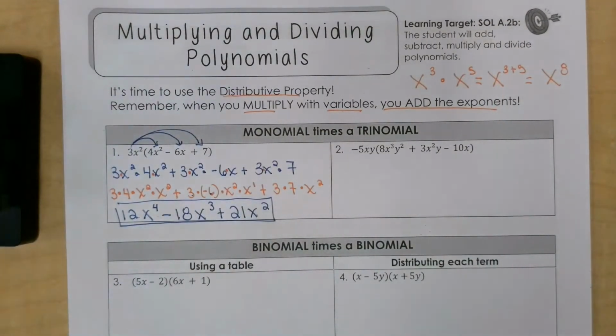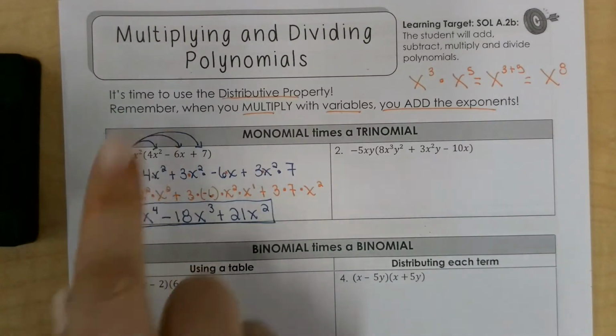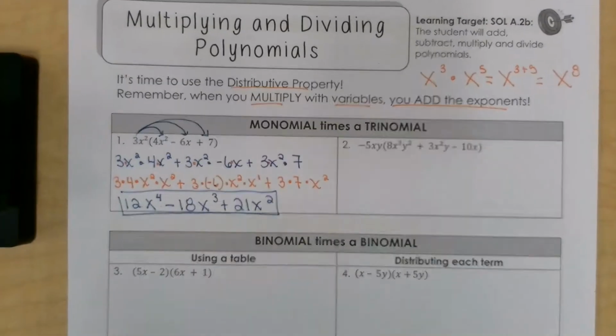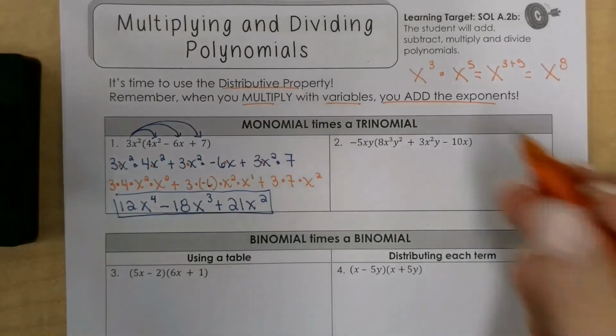Let's take a look at this next one, and I am going to go through all the steps so that you can see it. As you develop more comfort, you'll get to a point where you're just like, okay, 3 times 4 is 12, that's going to be x to the 4th, and you just write it. It's kind of a process you go through, but you need to get to that comfort level first, I think.